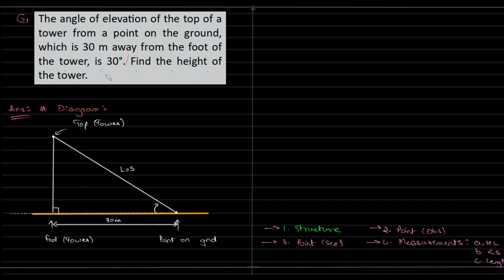Away from the foot of the tower, is 30 degrees. The angle of elevation is 30 degrees. Find the height of the tower. They are asking us to find this. So quite simple. I'm sure most of you would have already figured it out.